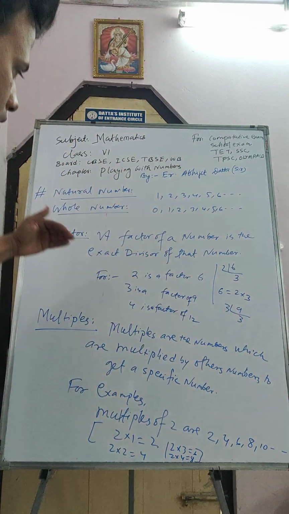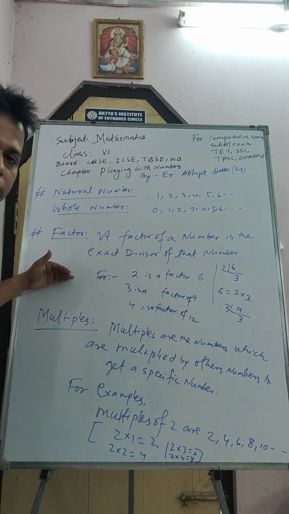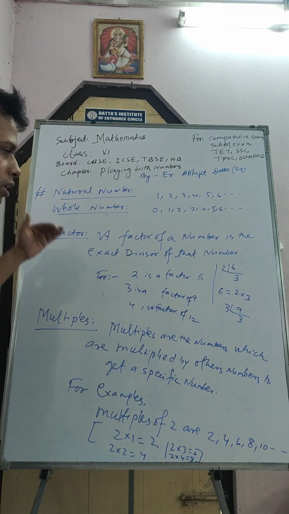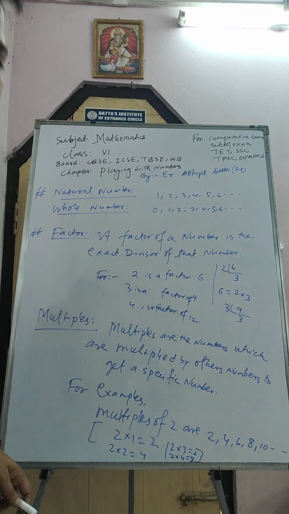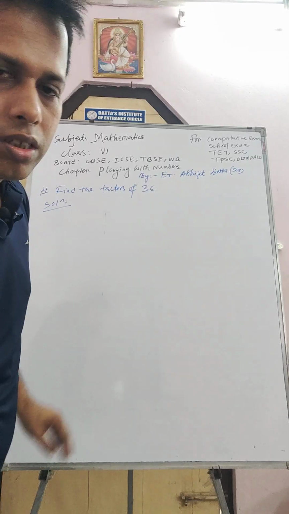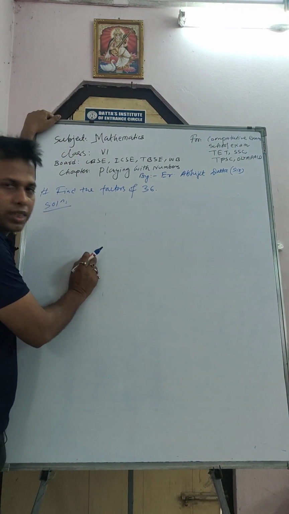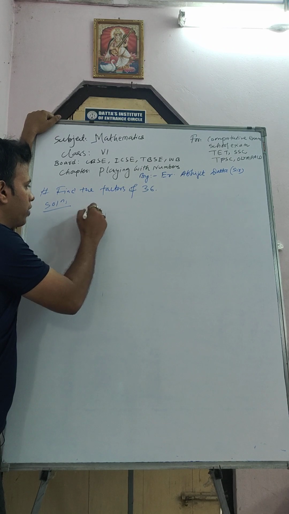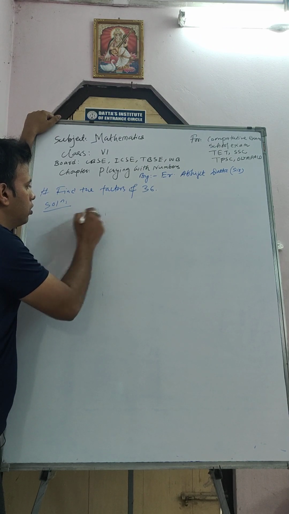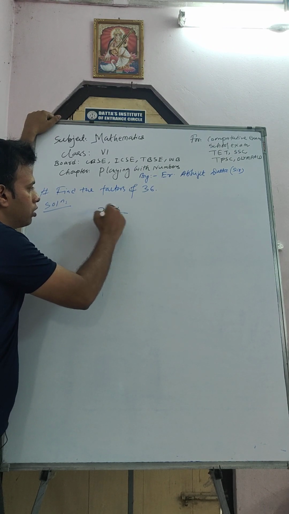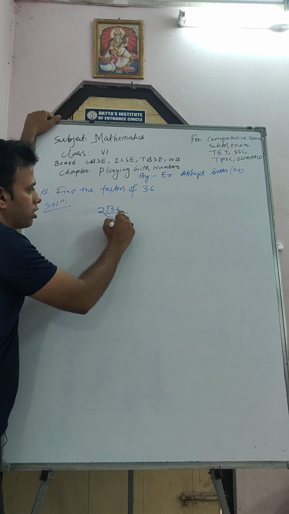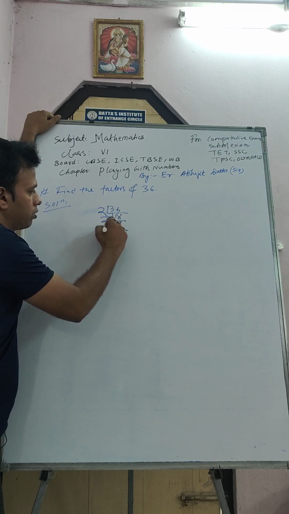Now we will find the factors of a number. We will do some questions from this topic. We have to find the factors. Every number is divisible by itself and 1. So take 36. If you divide it by 2, it will be 18. If I divide 18 by 2, it will be 9. Then it will be 3.